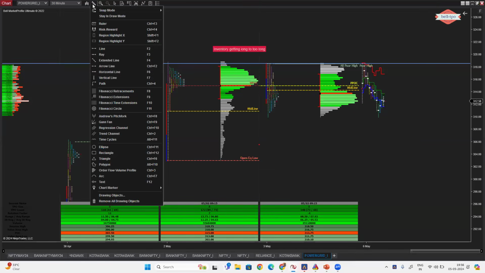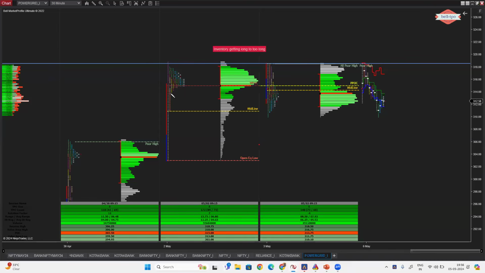So the P-shape profile is a short-term reference. This reference is going to be valid over here. If you could see, the point of control is also still staying at the same P-shape profile only. So last Friday also we haven't seen any acceptance. Sir, there are two scenarios we can think about.